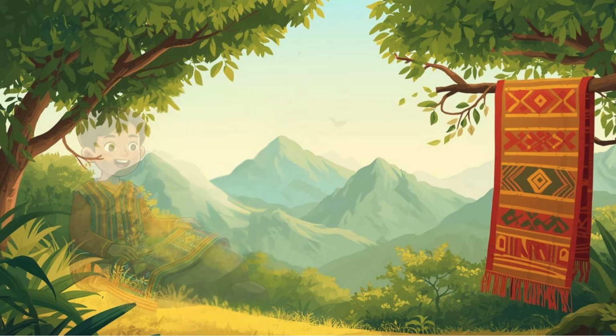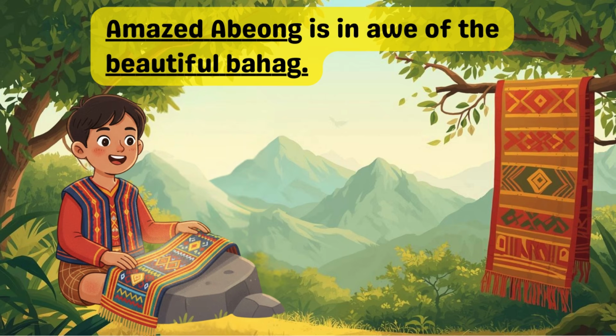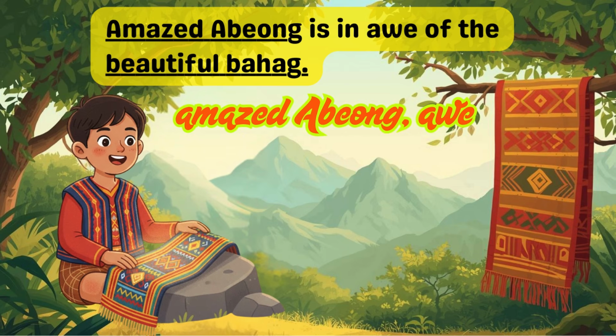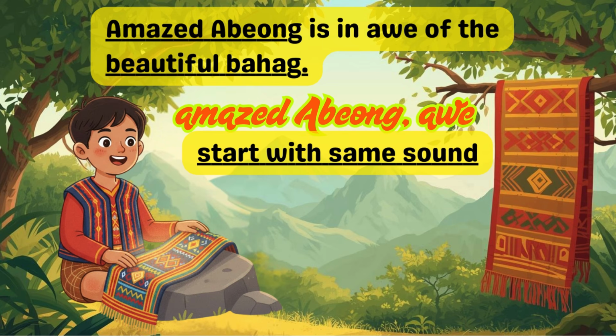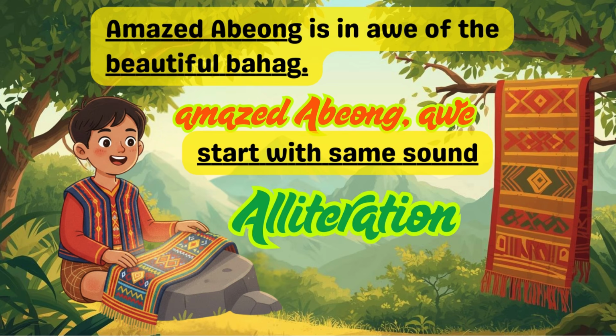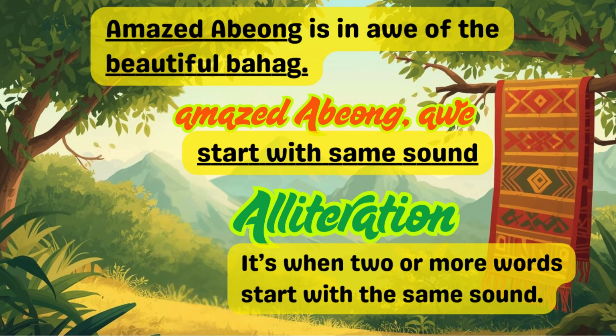Now, listen to this one. Amazed Abyong is in awe of the beautiful bahug. Did you hear it? The words amazed, Abyong, and awe all start with the same sound, the vowel sound. That's called alliteration. It's when two or more words start with the same sound.